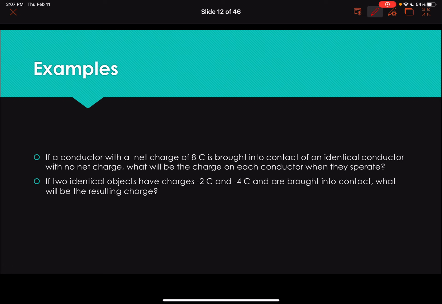And so if we have a conductor with a net charge of 8 and it's brought into contact with an identical conductor with no net charge, what will be the charge of each conductor when they separate? Well, it's going to distribute evenly, right? So we're going to get a charge of 4C on both conductors since they're identical.